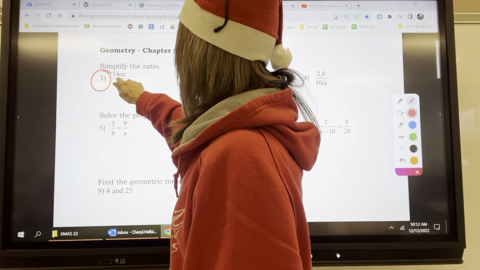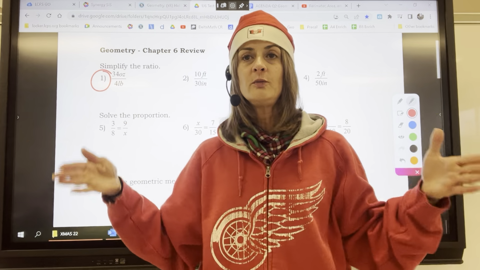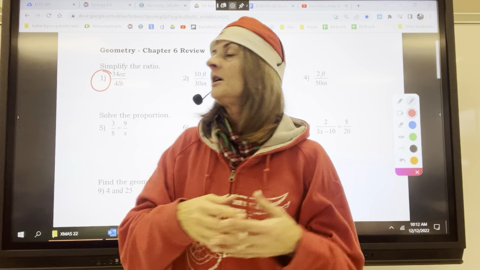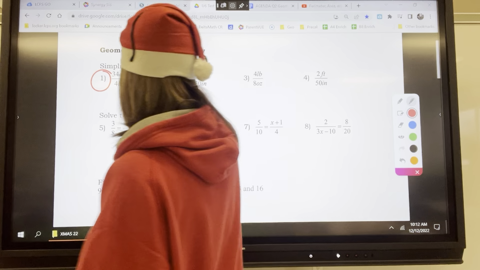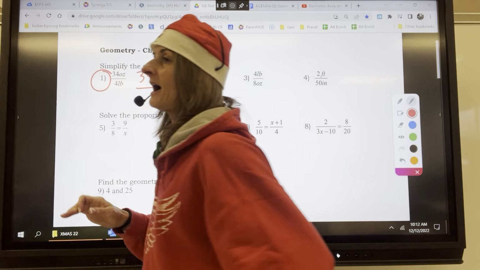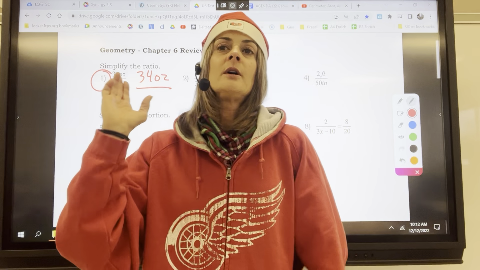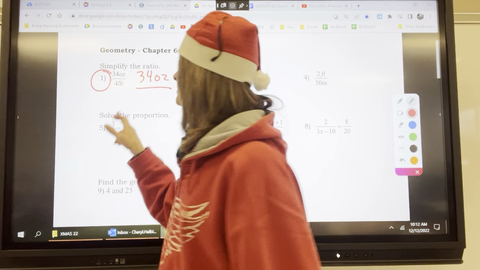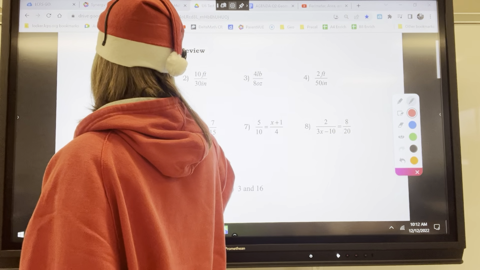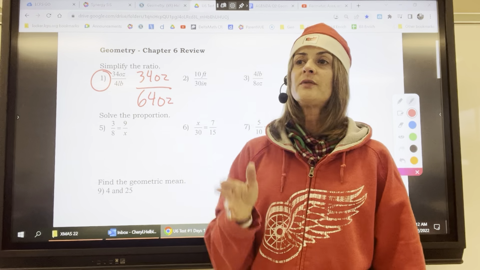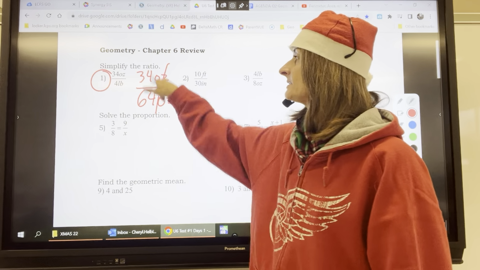We're going to take the larger unit, which is pounds, and chop it up into the smaller unit, which is ounces. So we're going to leave the 34 ounces, and we're going to change 4 pounds to ounces. So 4 pounds times 16, how many is that? 64. Okay, so that's equal to 64 ounces. Is everybody good with that? Now that the units are the same, they're going to cancel, and then we can simplify.